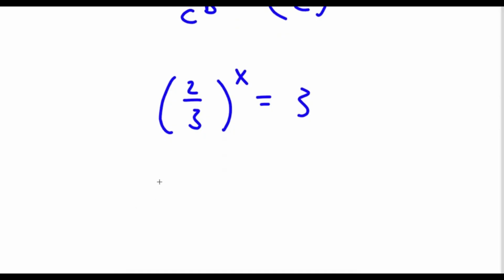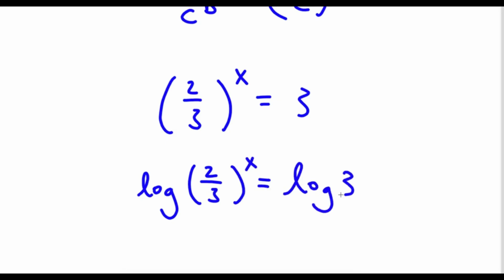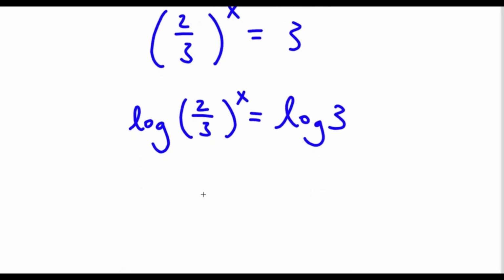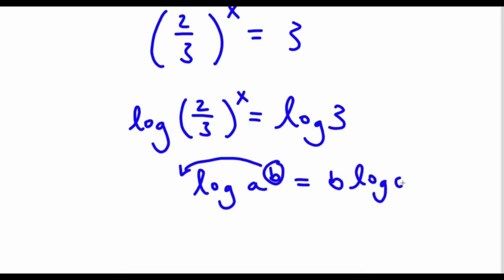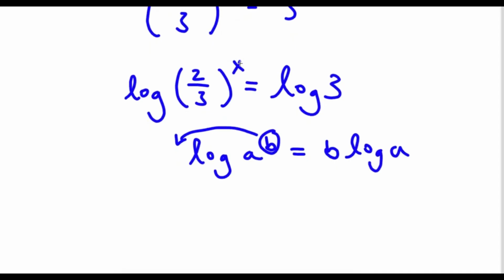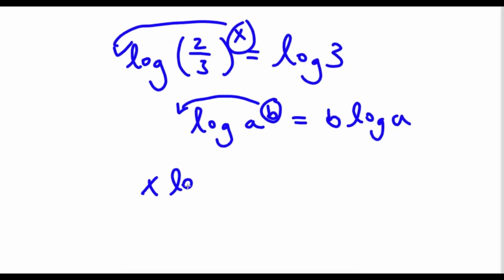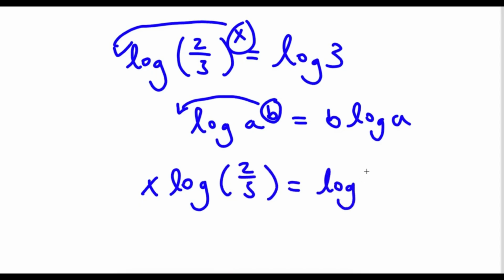Now what I'm going to do is I'm going to take the log on both sides. So now I have log of 2 over 3 to the power of x is equal to log 3. Now if I have something in the form log a to the power of b, I can actually go ahead and move this exponent of b to the front of the logarithm. So this would equal b times log a. So in this case, x here would be b. So I can move this exponent x to the front. So this would be x times log 2 over 3 is equal to log 3.